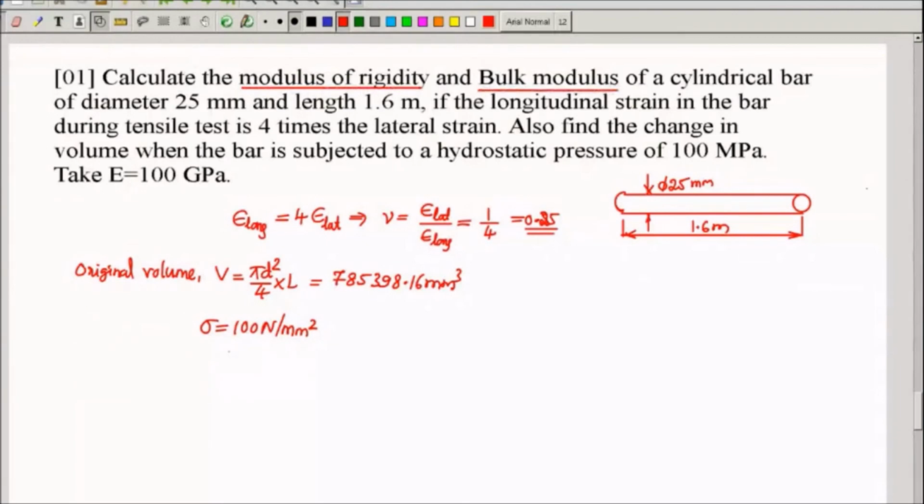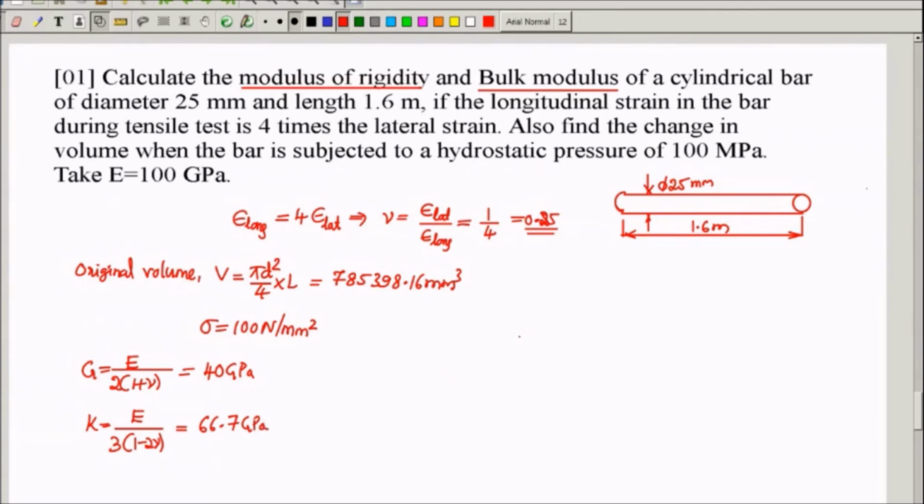And we are supposed to find out modulus of rigidity and bulk modulus. When we know E and nu, you can always calculate what is G and K. G is given by E divided by 2 into 1 plus nu. Substitute E and nu and calculate, you will get 40 GPa. And K also can be found out easily. K is what? E divided by 3 into 1 minus 2 nu. So if you substitute and calculate, you will get 66.7 GPa as K.